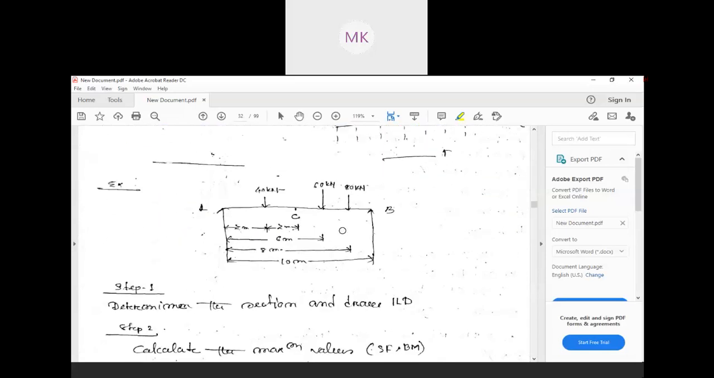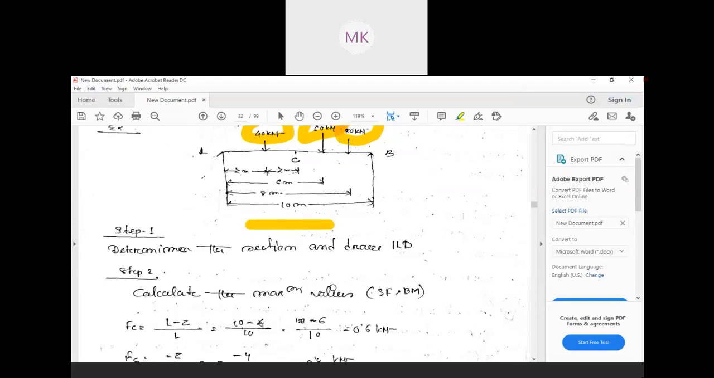Here you see a simple example of how we need to calculate. We are considering a beam with three point loads: 40, 60, and 80. Three point loads at different distances, as you can see, 2 meter, 6 meter, and 8 meter, and the total span of the beam is 10 meter. This is just an example for understanding. Here you see how we need to find the section and draw the ILD.